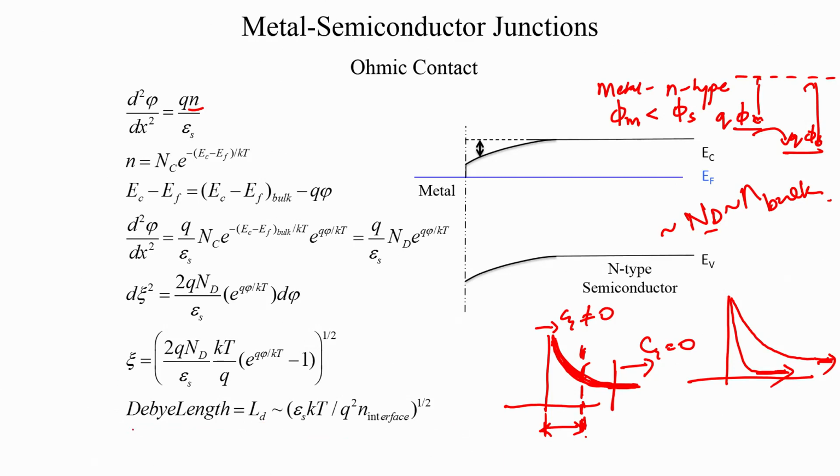Okay. With this, we will close our discussions on the metal semiconductor junctions, and from this point on we will look at another junction that is quite popular, which is something called the p-n junction.